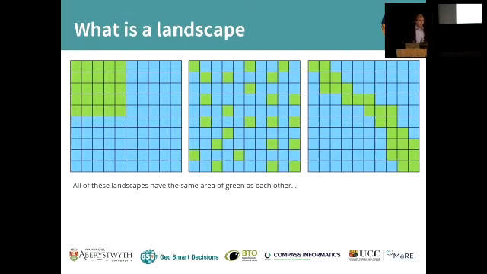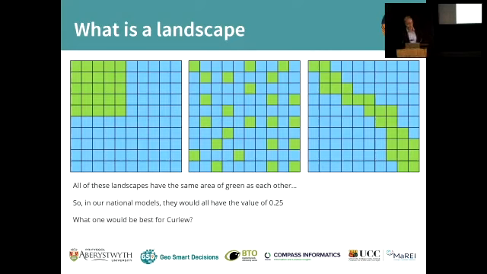And so the case study work that we've been doing has been looking to say, can we improve the models beyond just the simple percentage of that land cover? In our national models, they would all be represented the same, even though we're quite confident that they'd be representing quite differently.